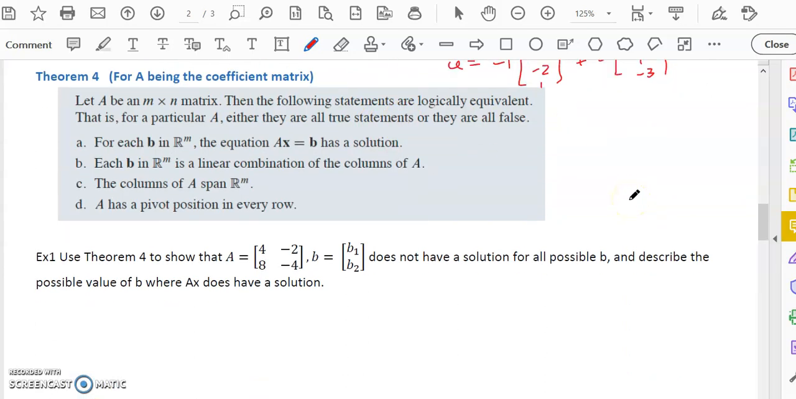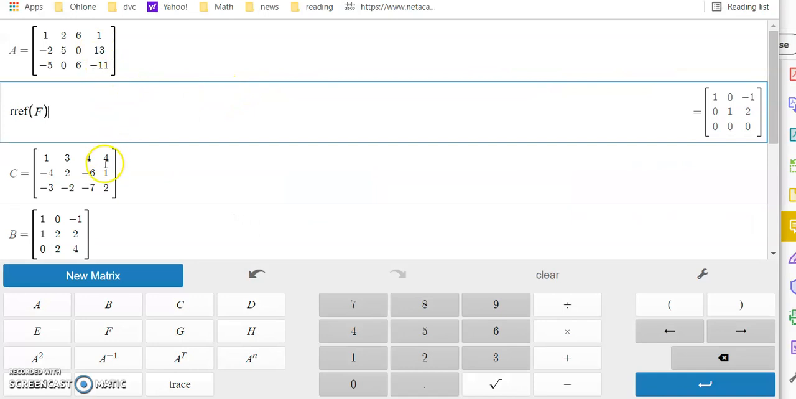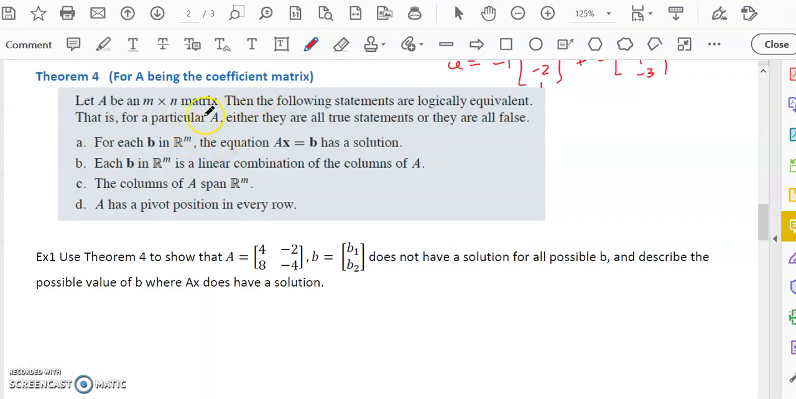The next thing we're going to talk about is theorem 4 in the textbook, and this is a very important theorem. We're going to investigate A. Now A is the coefficient matrix, so don't be confused by the augmented matrix. When we solve an equation, the one that we input in the calculator is an augmented matrix, and the rightmost column is the B column. But this theorem is about just A, those individual column vectors.